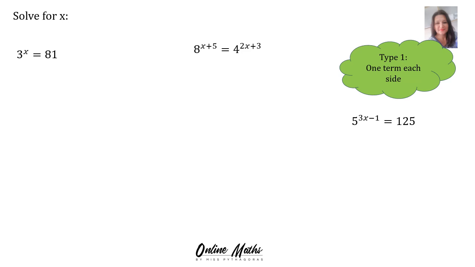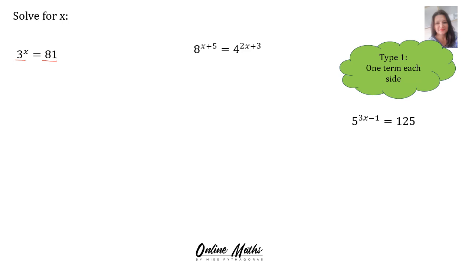Exponential equations type 1. This is where you find one term on each side. So the question is solve for x. When we look at 3 to the x is equal to 81, you can see that there's one term on the left hand side and one term on the right hand side. That's why I call it type 1.